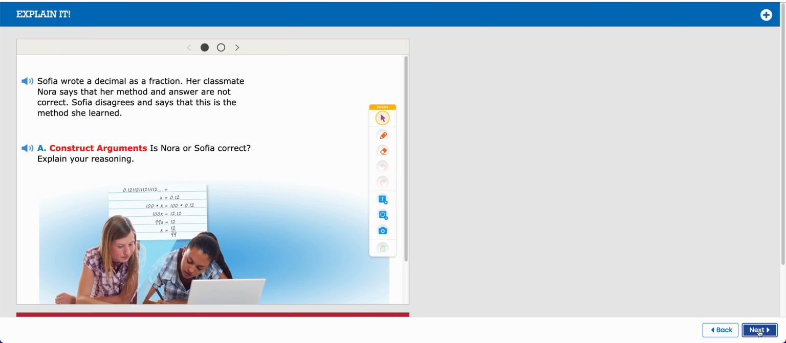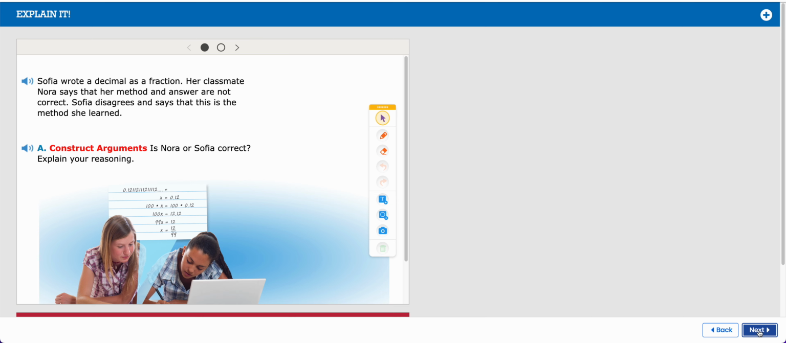Well, Sophia did the work. This is Sophia's work. She thinks it's correct. Nora is saying, I think you made a mistake. Sophia did the work on the paper, and we're judging whether or not her work is correct or incorrect. Any thoughts? I think it is not. Why do you think it's not correct?